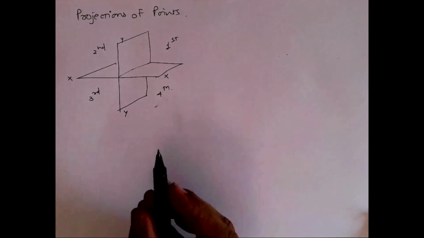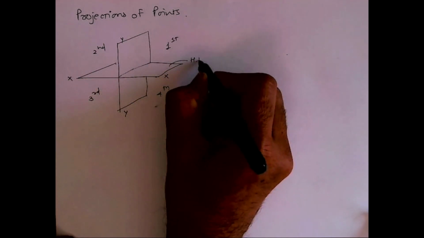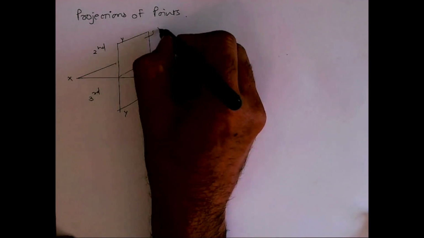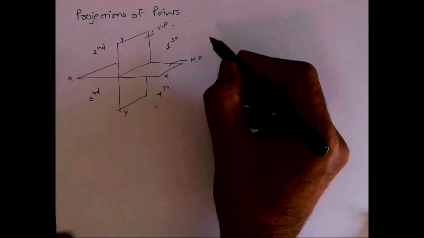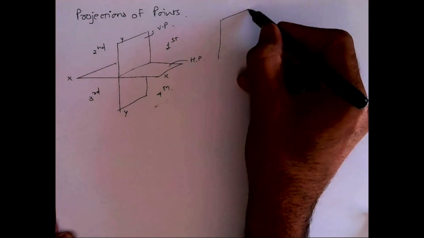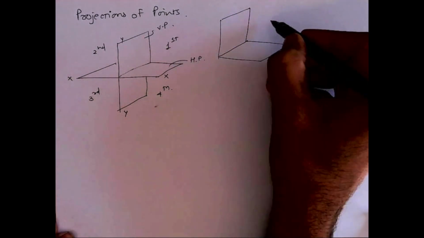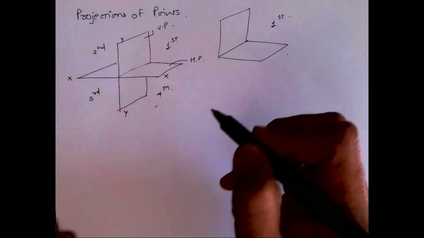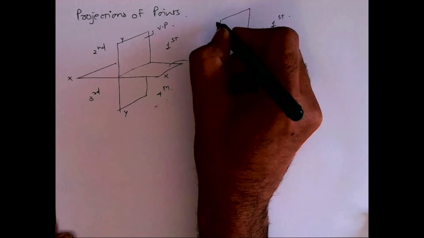Now this is horizontal plane. See this. This is horizontal and this is vertical plane. Now if I take only first quadrant, we will do all four quadrants, but right now if I take only first quadrant, then it will be like this. And we assume all this quadrant transparent. So this is first quadrant. This is horizontal plane, this is vertical plane.